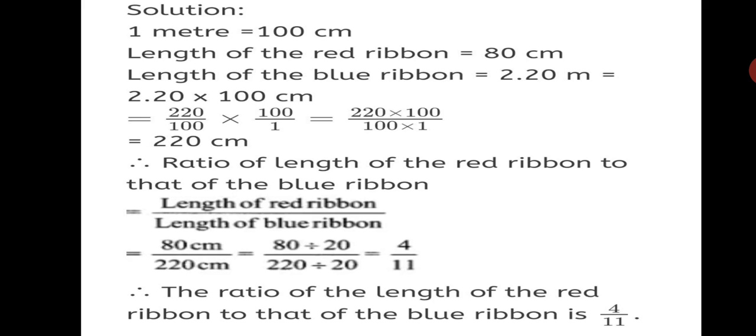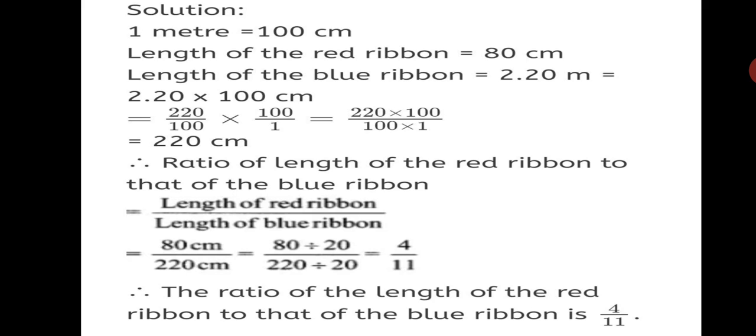Therefore, ratio of length of red ribbon to that of blue ribbon is equal to length of red ribbon upon length of blue ribbon, which is 80 centimeter upon 220 centimeter. Now we divide it by 20, which is its highest common factor, or straight away you can cut 1 zero from numerator and 1 from denominator. You will get 8 upon 22.